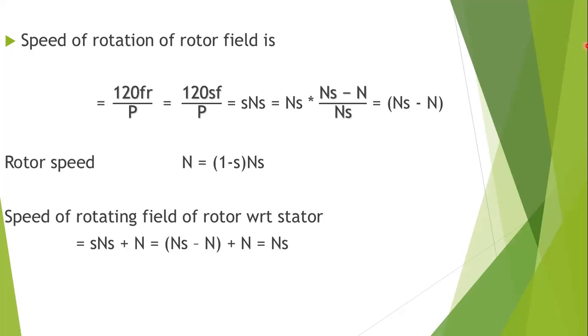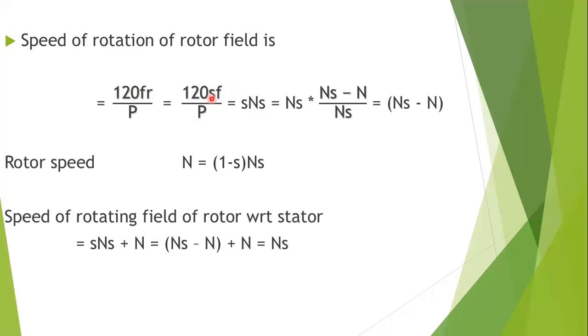So speed of rotation of rotor field, you know that speed is 120 Fr by P. What is this Fr? This is the frequency of the rotor at the running position. So Fr at the running position we can put S into F, SF. In the place of Fr you can put S into F. So 120 SF by P. Here 120 F by P can be written as NS, right? If you omit S here, the remaining term is 120 F by P. So that 120 F by P can be written as NS.